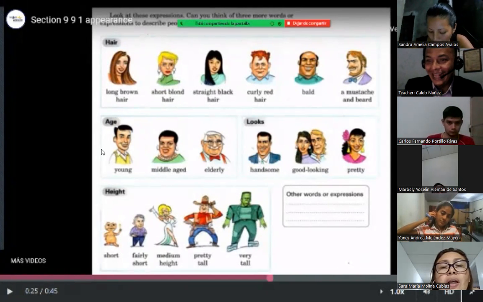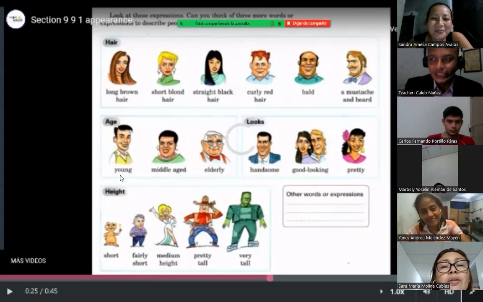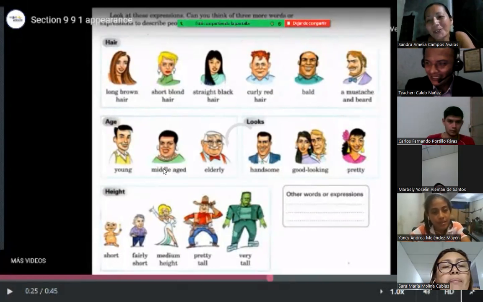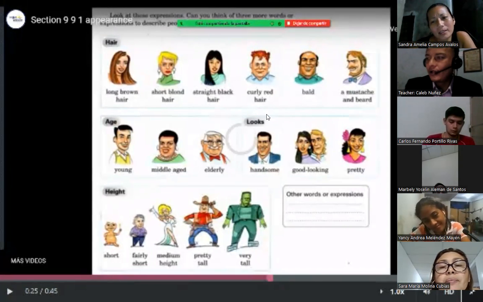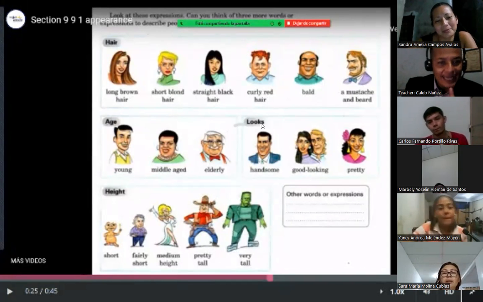Middle age. Again, talking about age: young, middle age, elderly. Okay, let's talk about looks for a man.